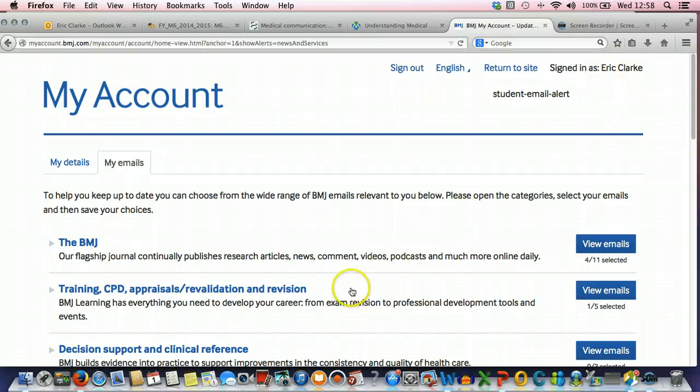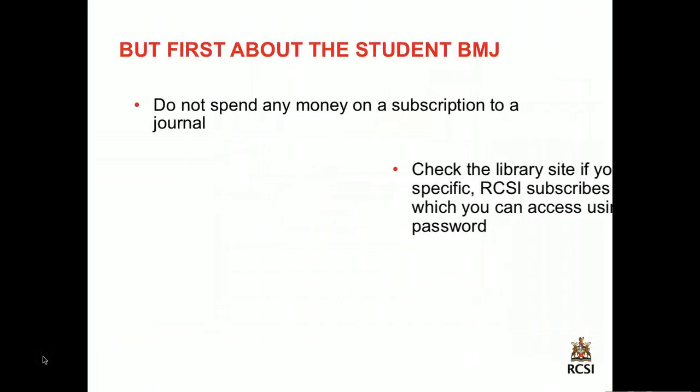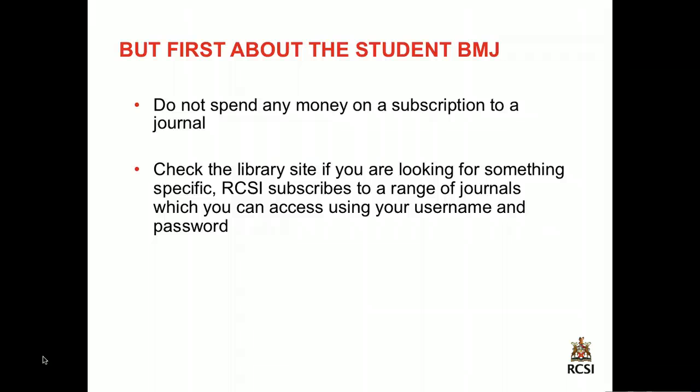And don't forget also that all other journal services would provide this type of alert. So once again, don't spend any money. If you need a journal, go to the library, and the student BMJ is free to pretty much everyone.